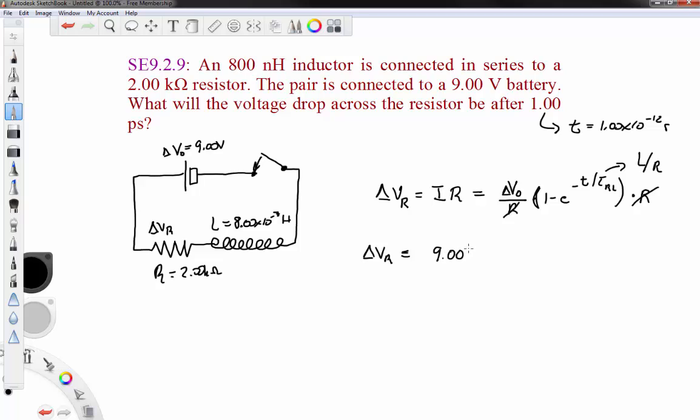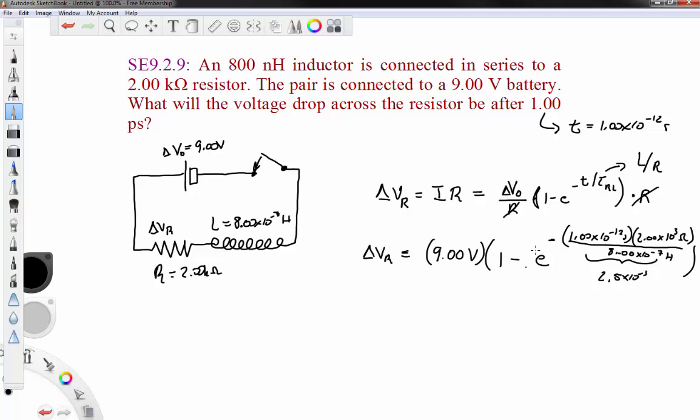times 1 minus e to the negative 1.00 times 10 to the minus 12 seconds times 2 times 10 to the 3 ohms divided by 8 times 10 to the minus 7 henries. Bearing in mind that everything in this exponential ends up being basically 2.5 times 10 to the minus 3, if you take e to that, what you end up getting is 0.997503 or some such thing.